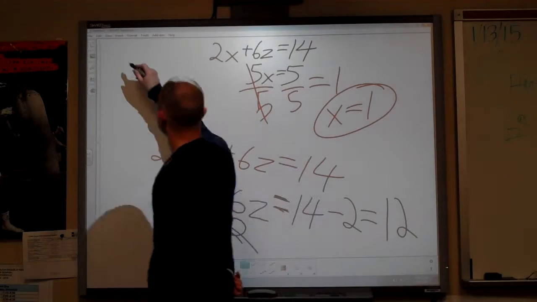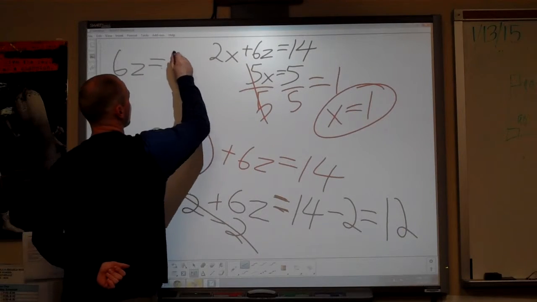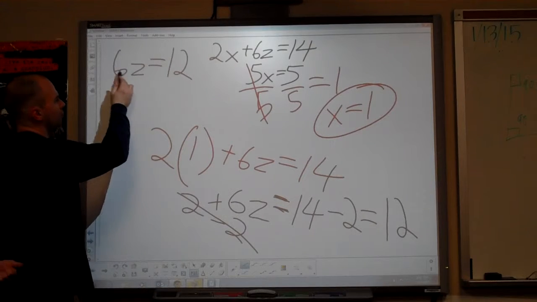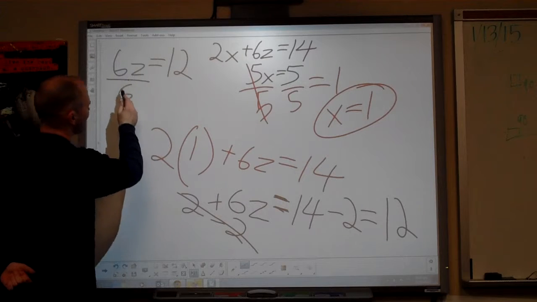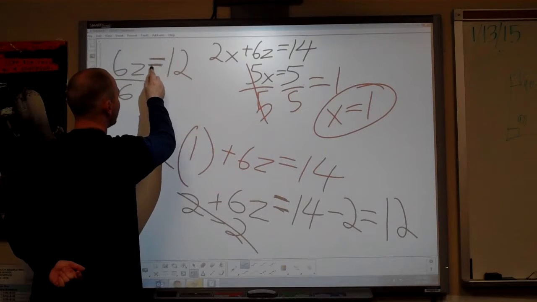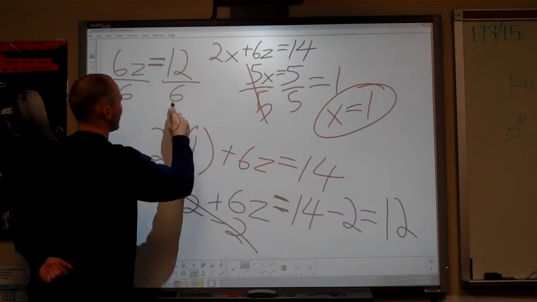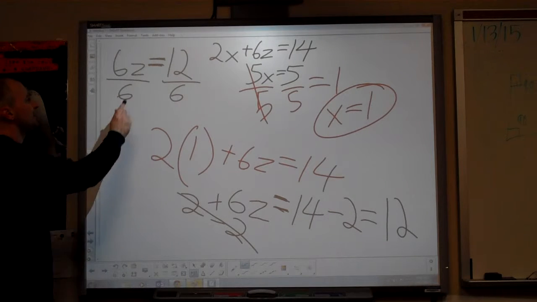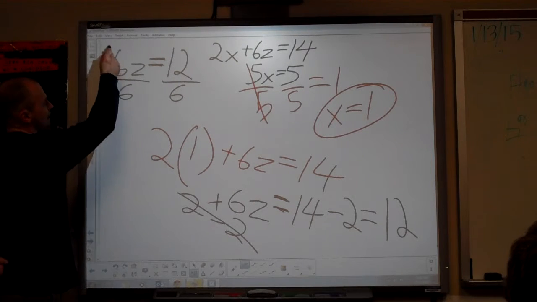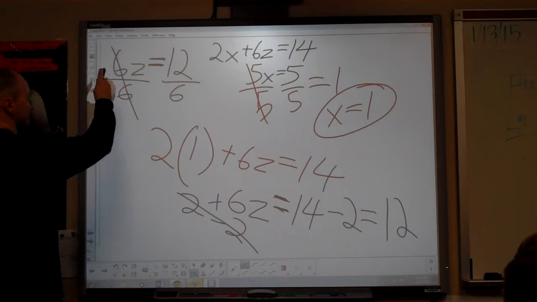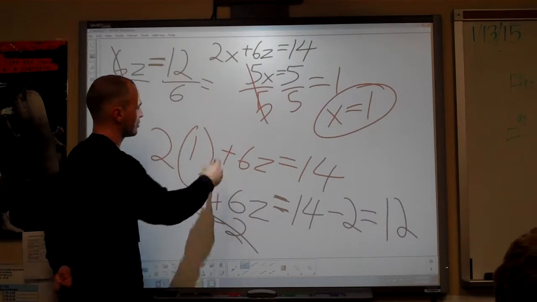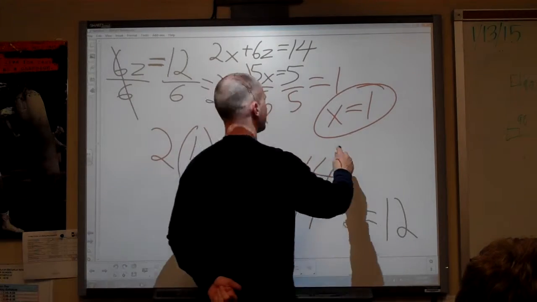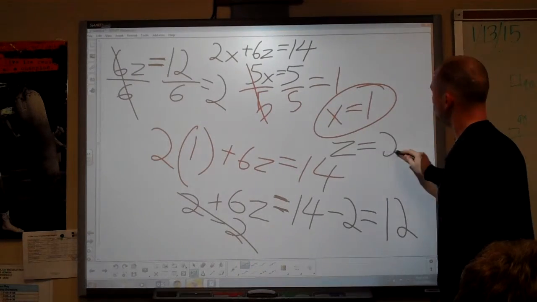Okay, so I've got 6z equals 12. In order to get rid of this times 6, I'm going to divide by 6. If I divide this side by 6, in order to keep this thing equal, I've got to also divide this side by 6. So times 6 divided by 6, they cancel out. I get z equals 12 divided by 6. z equals 12 divided by 6 is 2. So x equals 1, z equals 2.